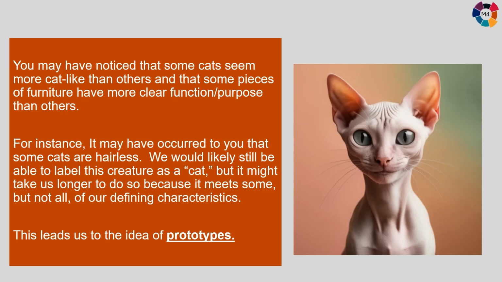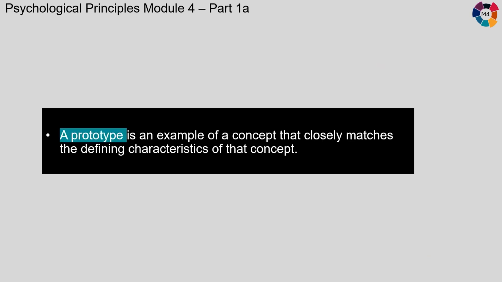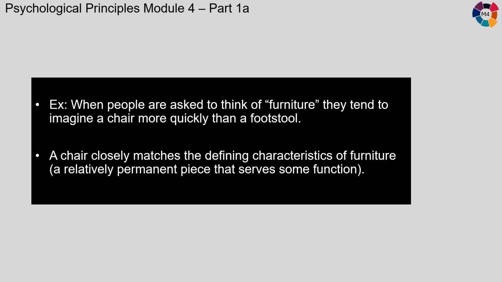This leads us to the idea of prototypes. A prototype is an example of a concept that closely matches the defining characteristics of that concept. When people are asked to think of furniture, they tend to imagine a chair more quickly than a footstool. A chair closely matches the defining characteristics of furniture, a relatively permanent piece that serves some function.